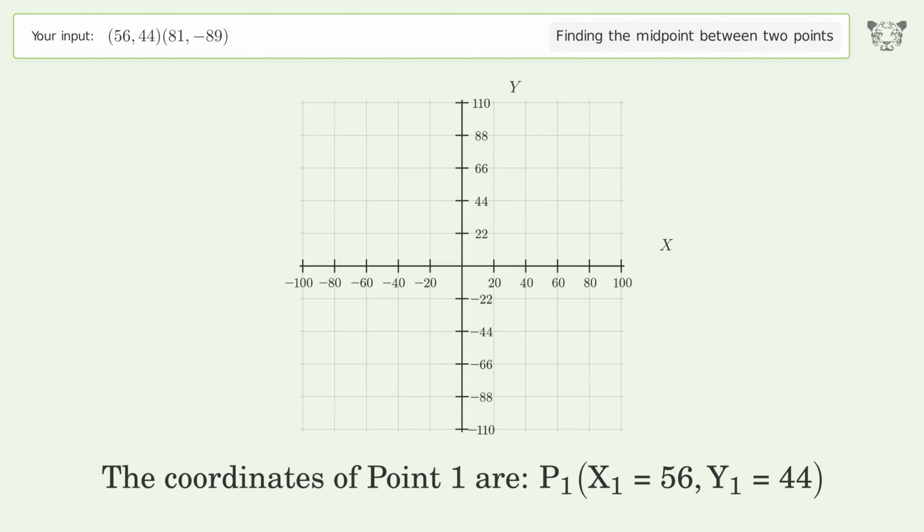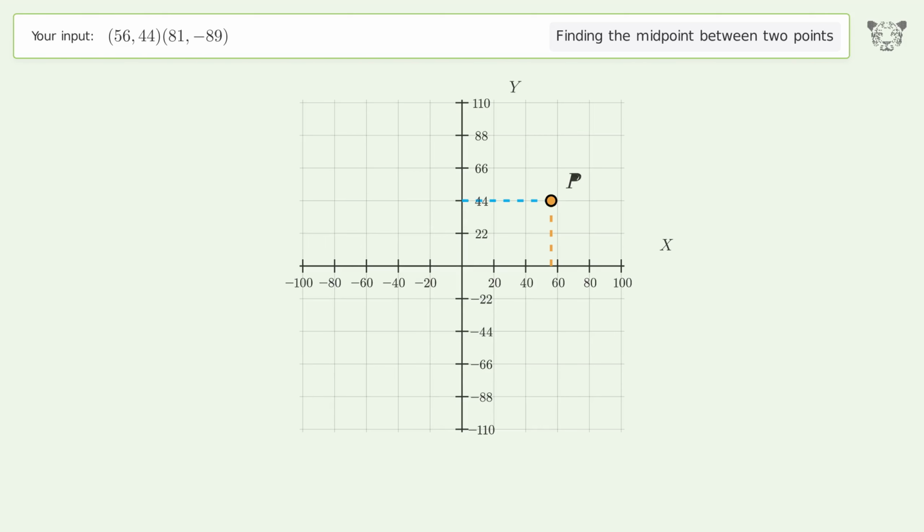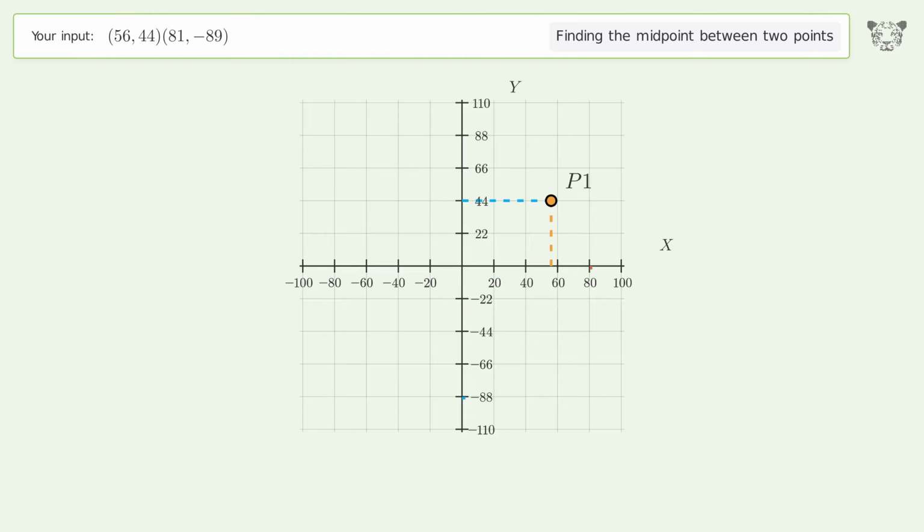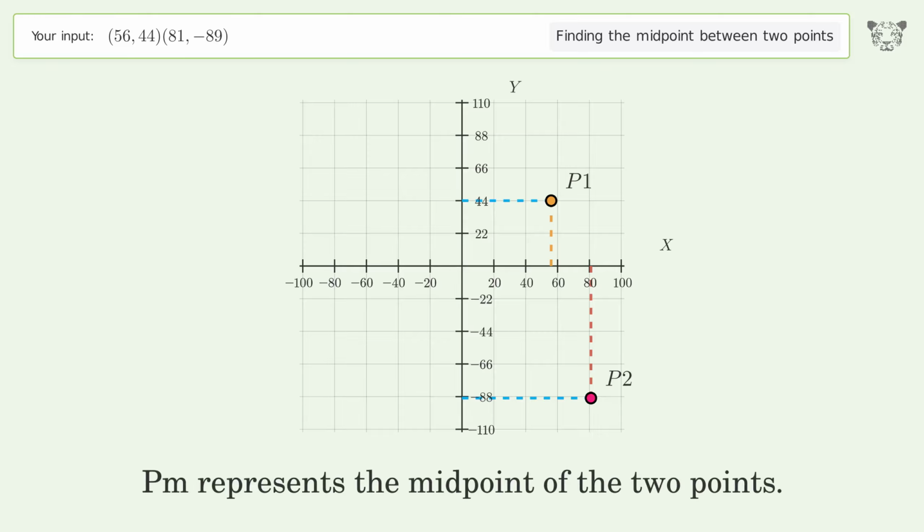The coordinates of point 1 are x1 equals 56, y1 equals 44. The coordinates of point 2 are x2 equals 81, y2 equals negative 89. PM represents the midpoint of the 2 points.